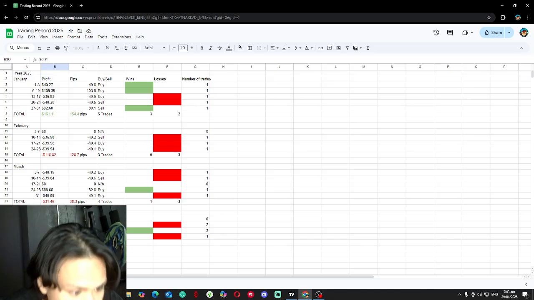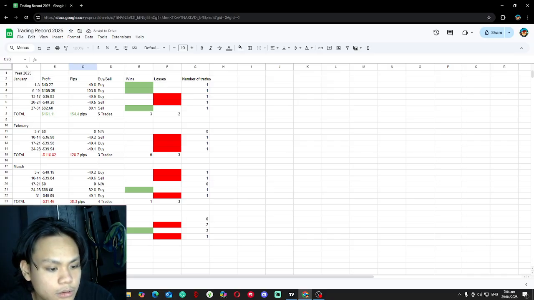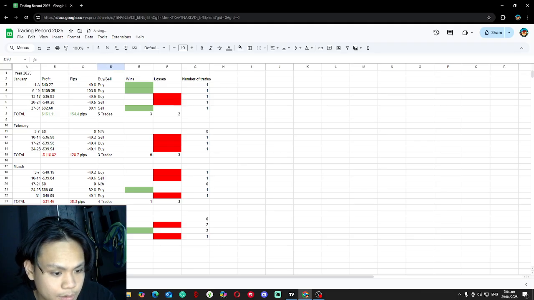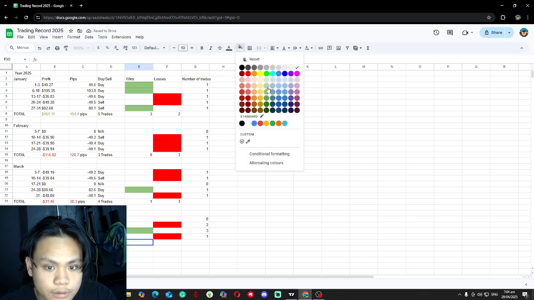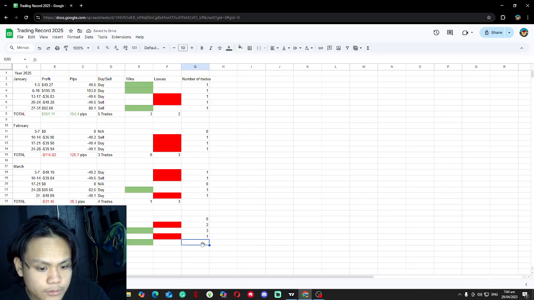Hold on. All right. So, around 1 pip. I guess that's just 1 pip. But it's a buy. And we could color this. Put screen. Oh, darker. There you go. Then one trade.